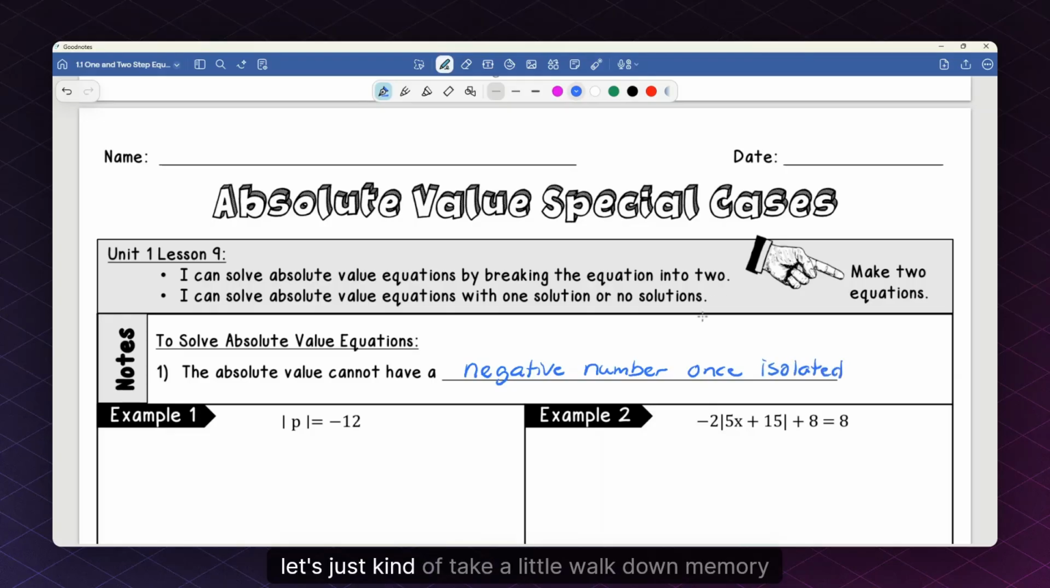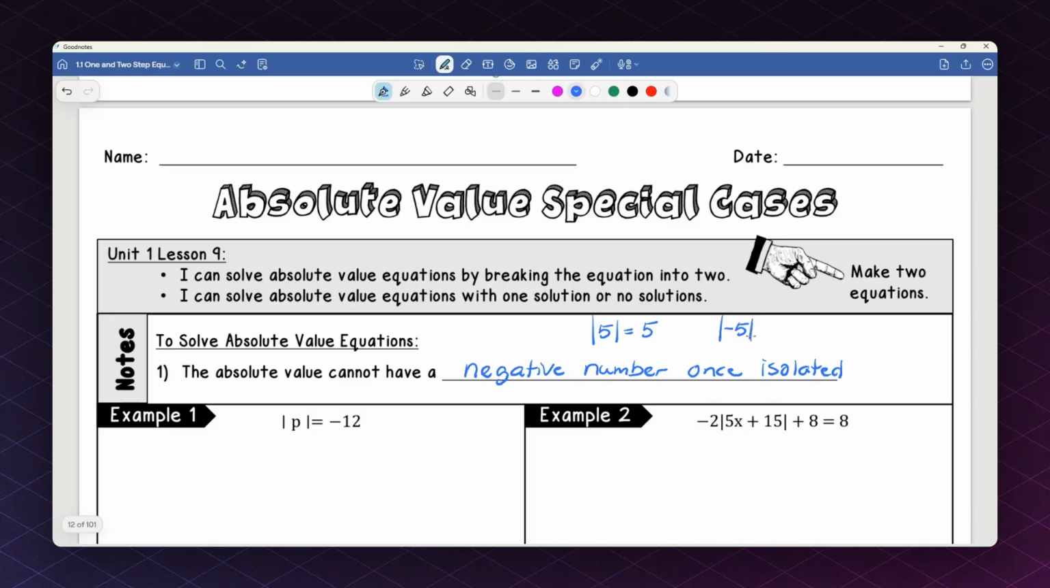So remember, let's just take a little walk down memory lane. Let's remind ourselves what absolute value is. If we have 5, and we want to know what the absolute value of 5 is, absolute value is the distance from 0. It's however many units away from 0 it is. So it can only be positive, because it can only be a positive number away from 0. So the absolute value of 5 is 5. And if we had negative 5, it's 5 units away from 0, and so the absolute value of negative 5 is also 5.